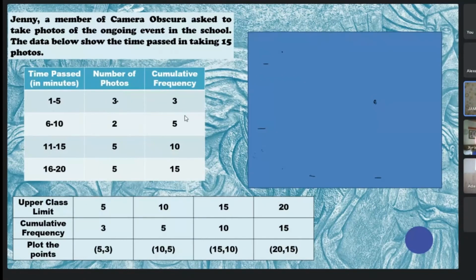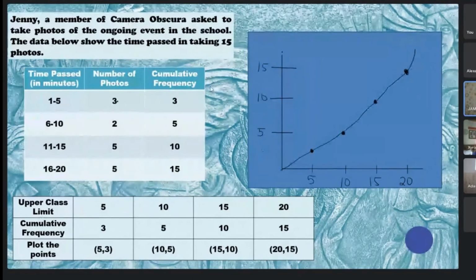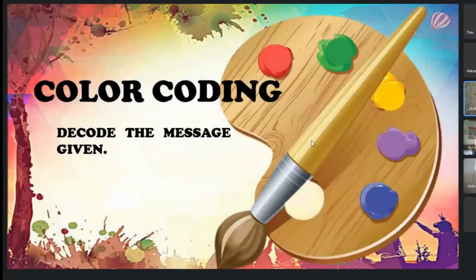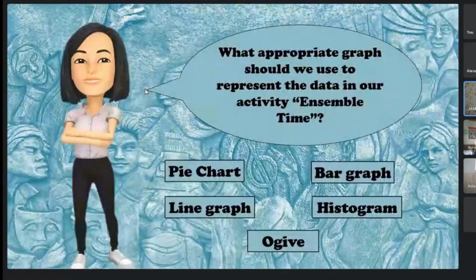So we are going to identify first the upper class limit and the cumulative frequency. Then we are going to plot the points, just like this one. As you can see here, it is increasing. That's how an ogive works. So as of now, we have 5 types of graphs, which are pie chart or circle graph, bar graph, line graph, histogram, and ogive.